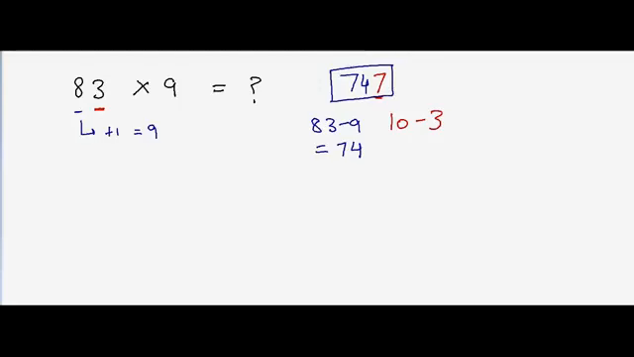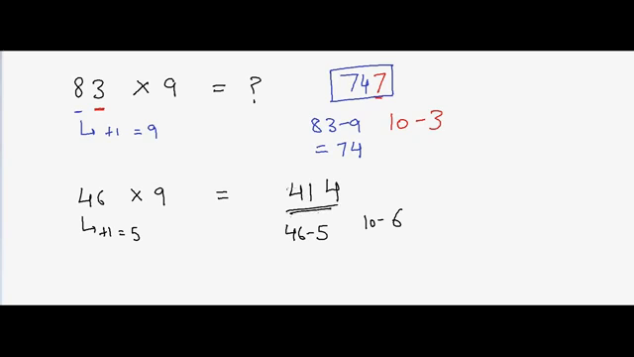Let me try it again. If I have 46 and I want to multiply this by 9, in that case 10 minus 6 will be equal to 4, and then 4 plus 1 is equal to 5. So 46 minus 5 is 41. So the answer is 414.